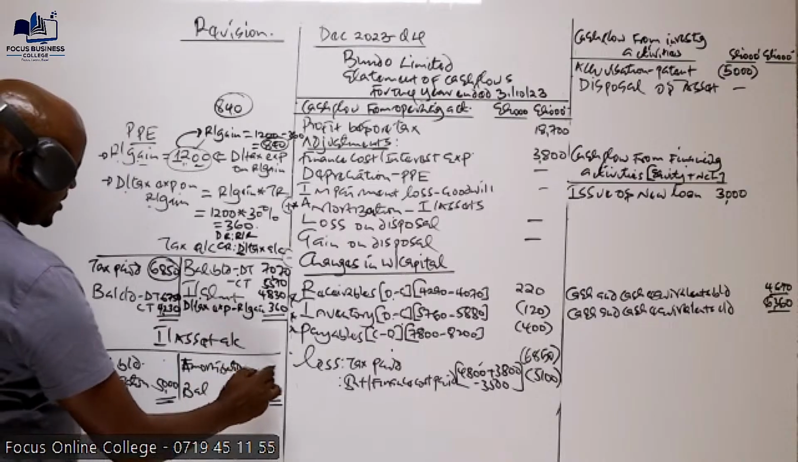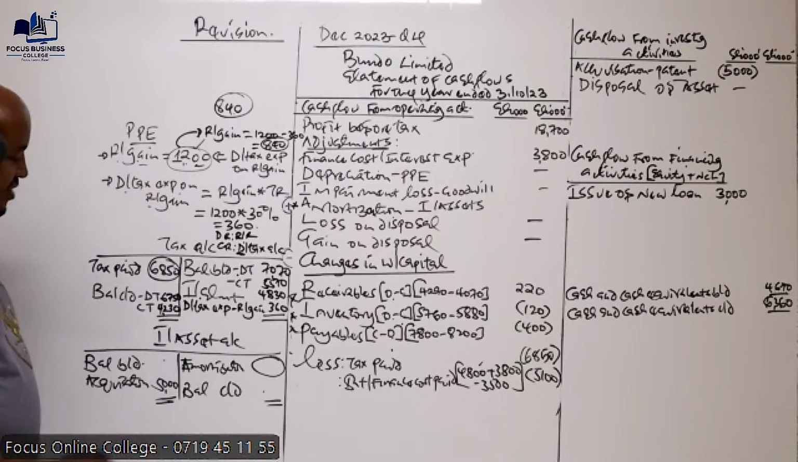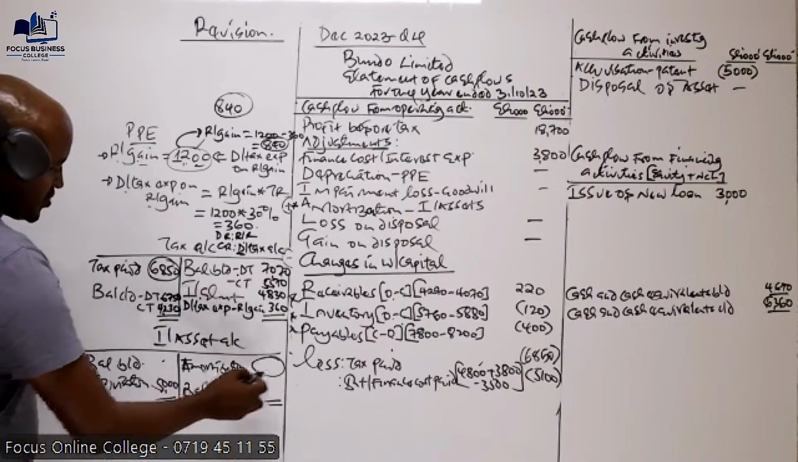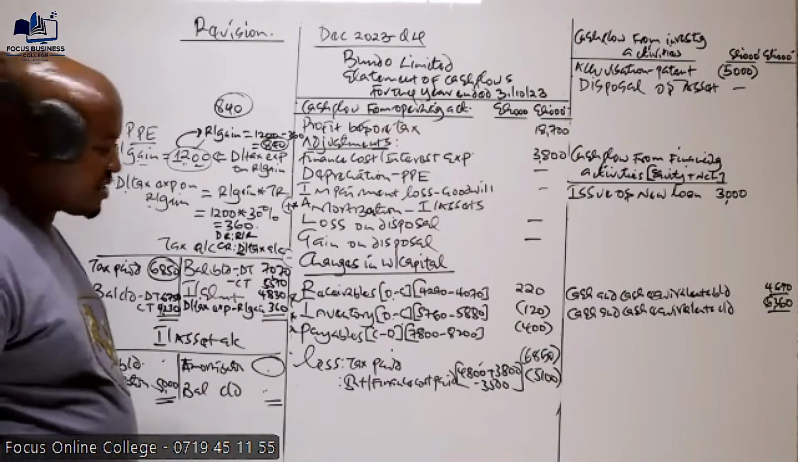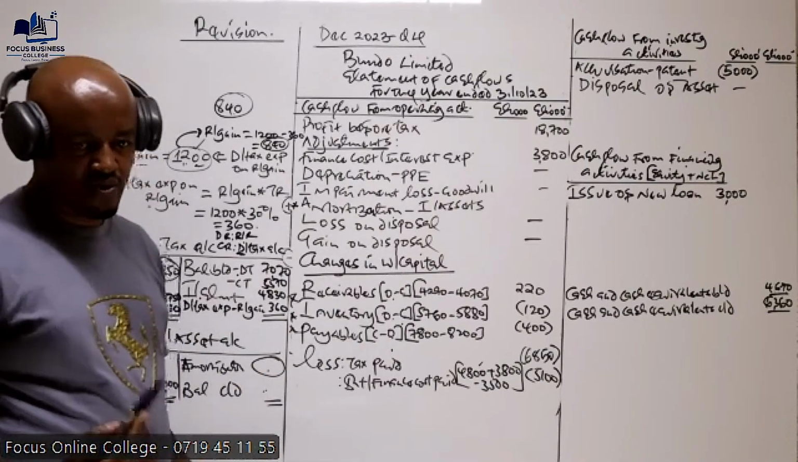Any balancing figure is what? It is amortization. I think we have this, we have this, we have this. So what we need to compute is that, and that was the same requirement, the same working which was required in the other question.